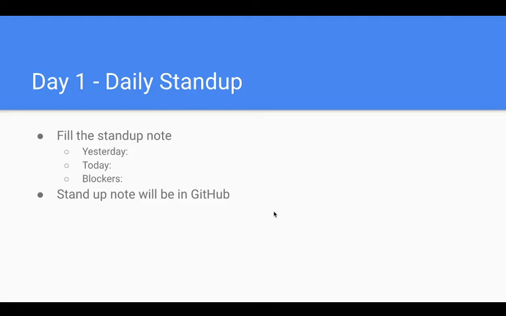So the stand-up notes are formatted like this. We have yesterday, we have today, and we have blockers. These are the 3 sections. So what you did yesterday, what you want to accomplish today, and what are some blockers that you're facing. Alright, so that's basically the daily stand-up.